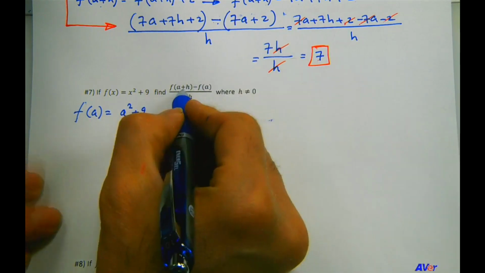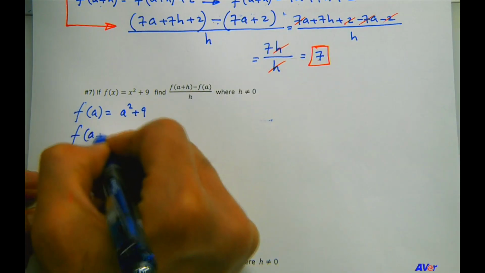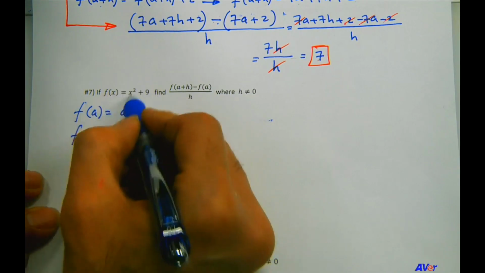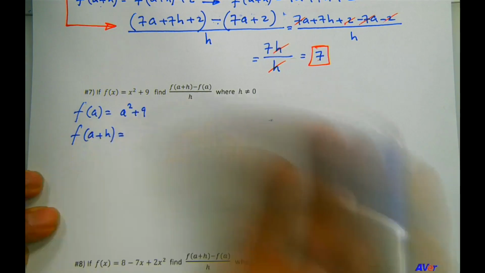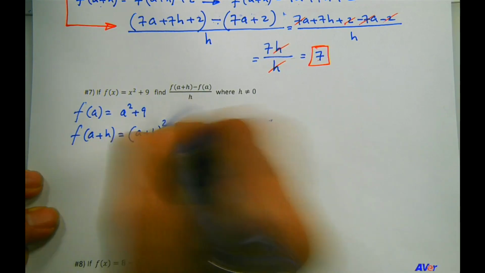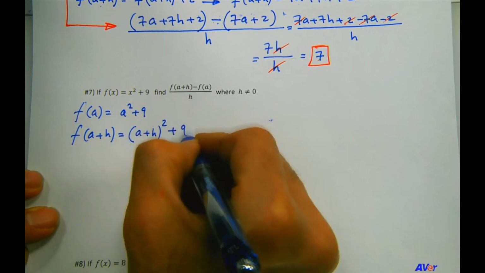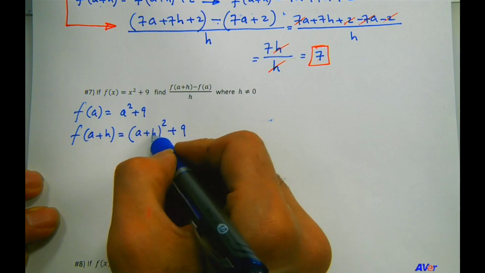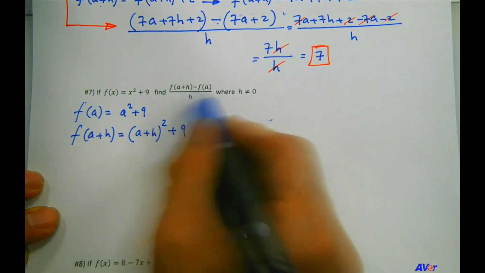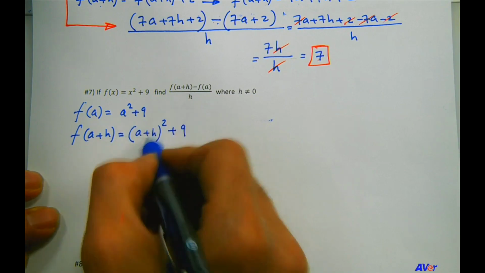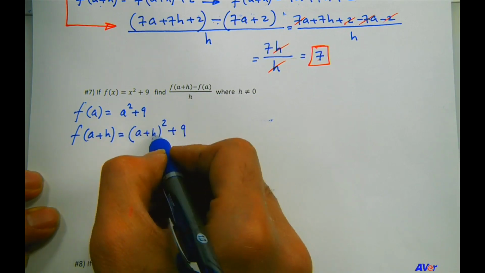Now f of a plus h. The same way, the same thing. Wherever you see x, replace it with a plus h. So we have a plus h squared, right, plus 9. Now, we shouldn't leave this like this because later on we'd like to be able to subtract this from this and simplify things. So we need to expand this.